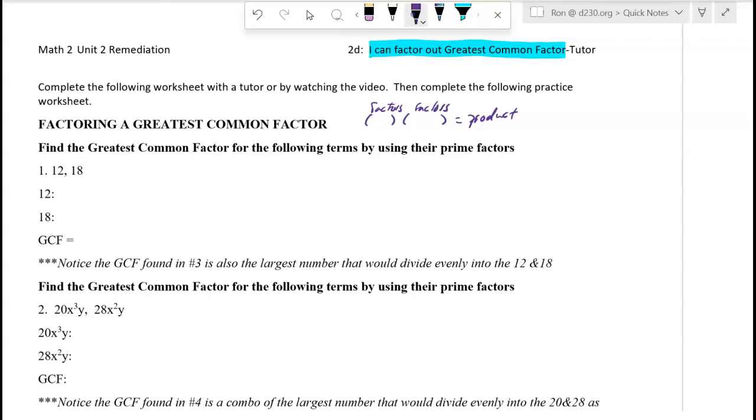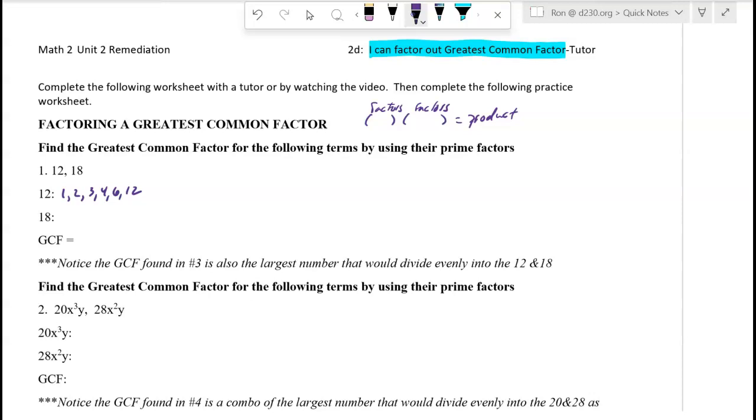So let's take a look here. Find the greatest common factor for the following terms by using their prime factors. So if I look at the factors of 12, meaning what numbers multiply to give us 12, I can do 1, 2, 3, 4, 6, and 12. These are the factors of 12 because I can multiply 1 and 12, 3 and 4, 2 and 6, all to get a product of 12.